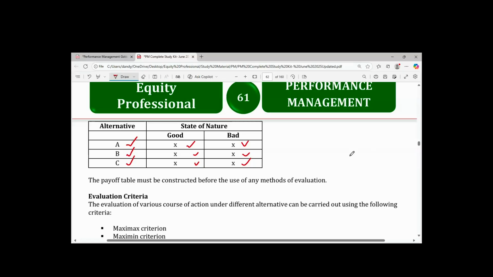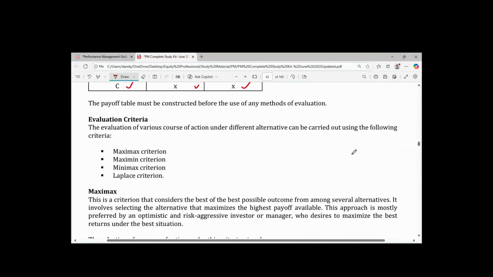Now, what are the methods of evaluation under decision making under uncertainty, or under decision analysis? There are four different methods that you can use. Three of them are very common in ICAN, but we are going to talk about the four of them. The first one is the Maximax decision rule. The second one is the Maximin decision rule. The third one is the Minimax decision rule. And then we have Laplace Bayes.